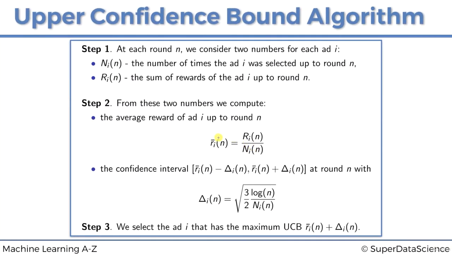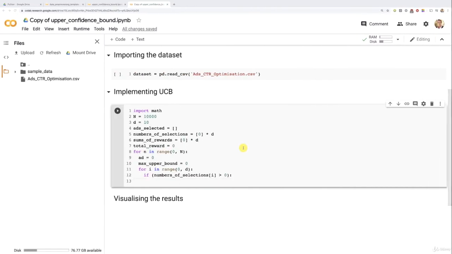First, let's create a new variable for this, which we're going to call average reward, because this corresponds to an average of the reward, because it is the accumulated reward here of this ad i up to round n divided by the number of times it was selected. So that's nothing else than an average. And therefore, let's create a new variable here, which we're going to call average_reward.